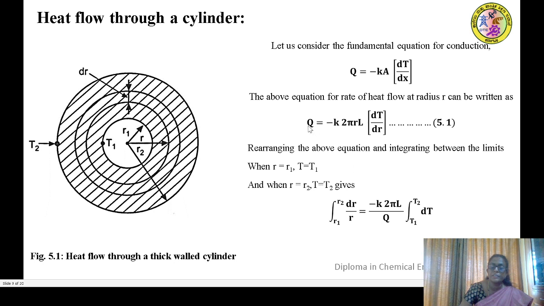Shift the dr sign to this side, keep the dt to this side. So dr along with the r here. So that r gets transferred to the denominator on the left hand side. So integrate between r1 to r2, t1 to t2.